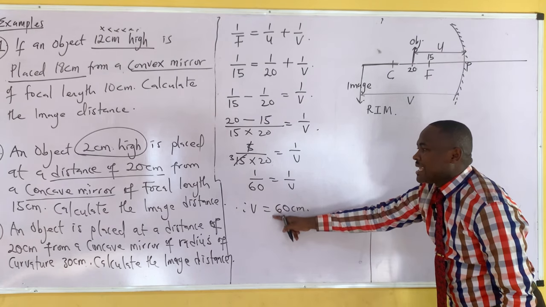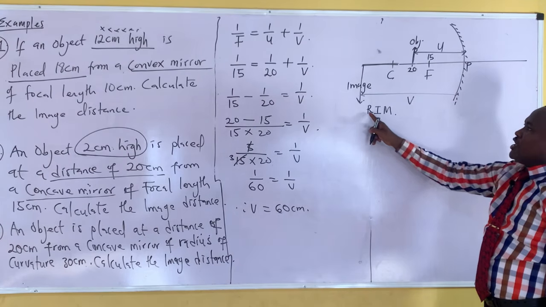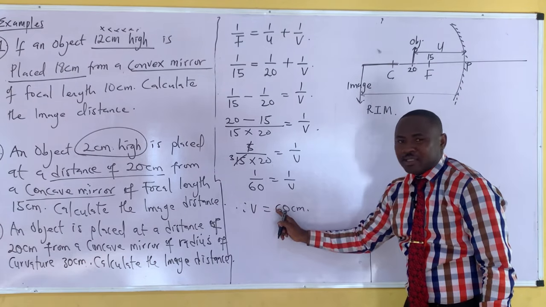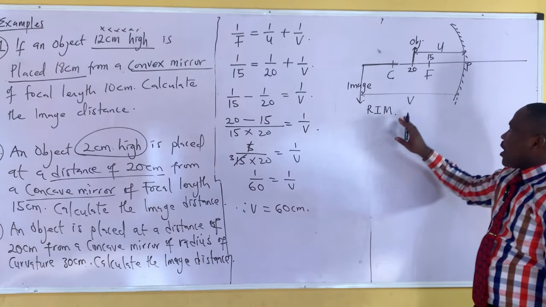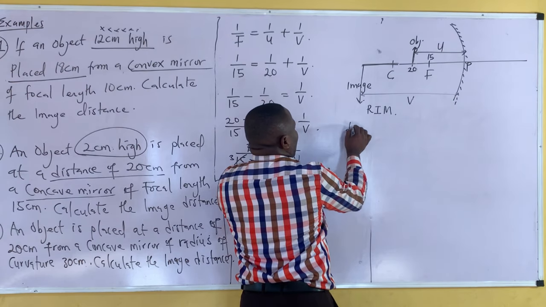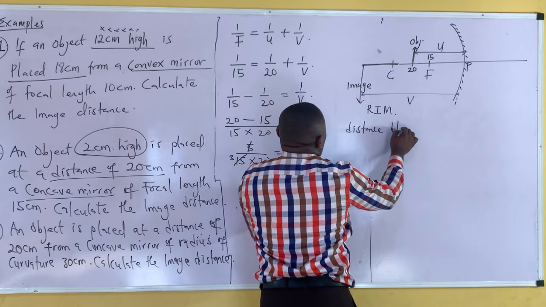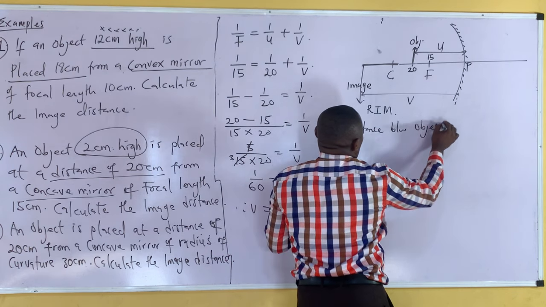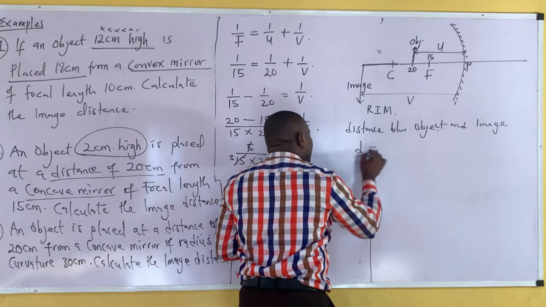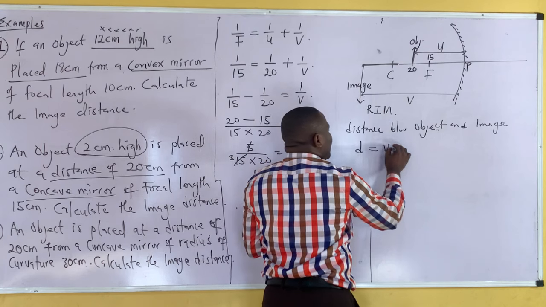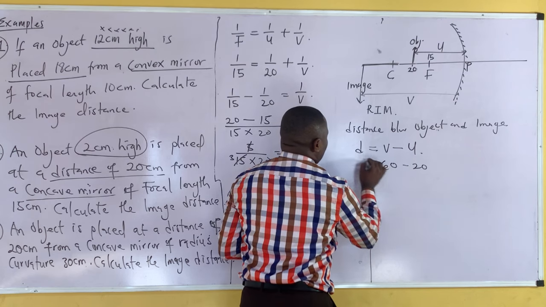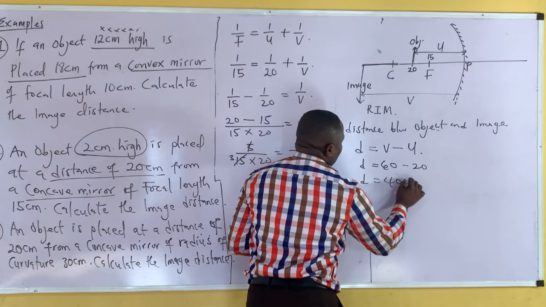Now, it's not carrying a negative sign because the image is real. If it was virtual, it would have been taking a negative sign. That is a virtual image. Now, what is the distance between this image and the object? Distance between object and image, D is equal to v minus u, which is now 60 minus 20. So the answer is 40 centimeters.